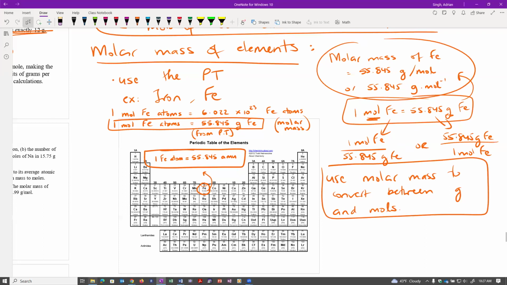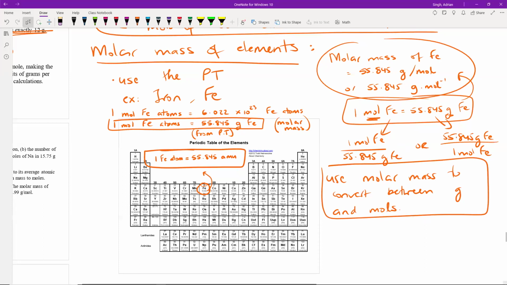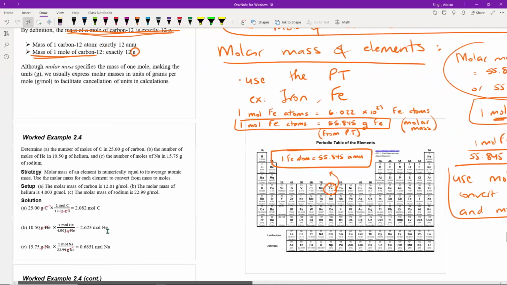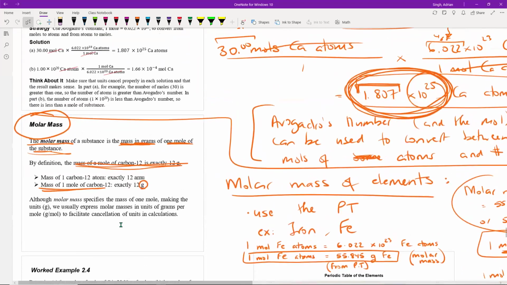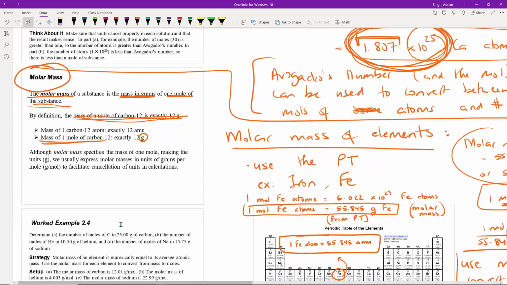Sometimes you will see molar mass being abbreviated a couple different ways, depending on your textbook and other places. Molar mass is sometimes abbreviated as MM, big M, or you see with a stylized M like this. So that's what it means. It means the molar mass of whatever comes after it.